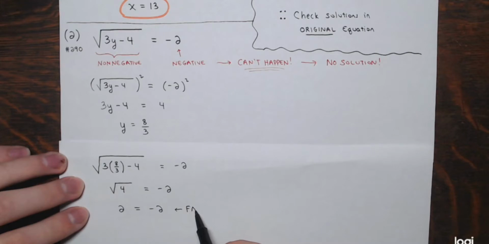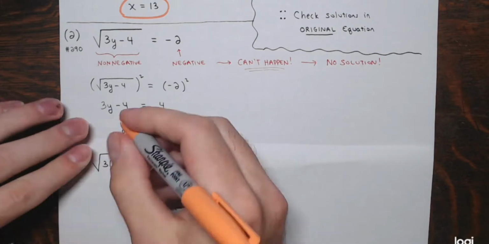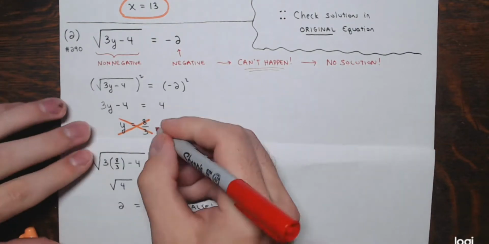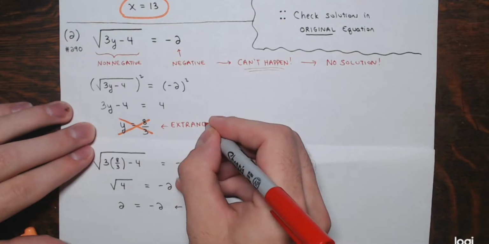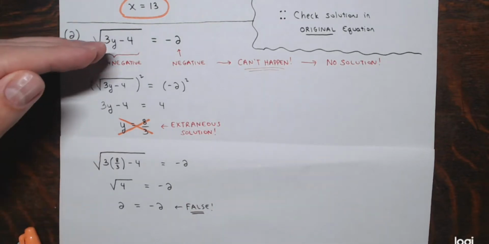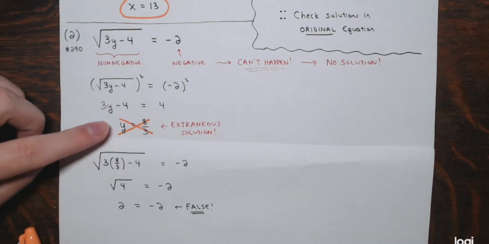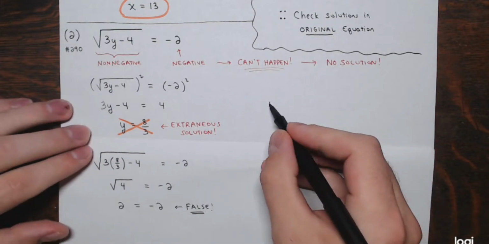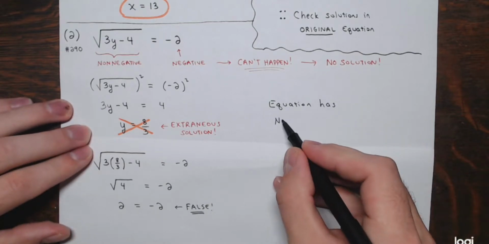All right, this is a false statement. So this is no good. We would say that 8/3 is no good. It doesn't satisfy the equation. Remember, they call that an extraneous solution. And if you go through trying to solve an equation and all the solutions you found don't actually work, that means that the equation has no solution. So this equation has no solution.